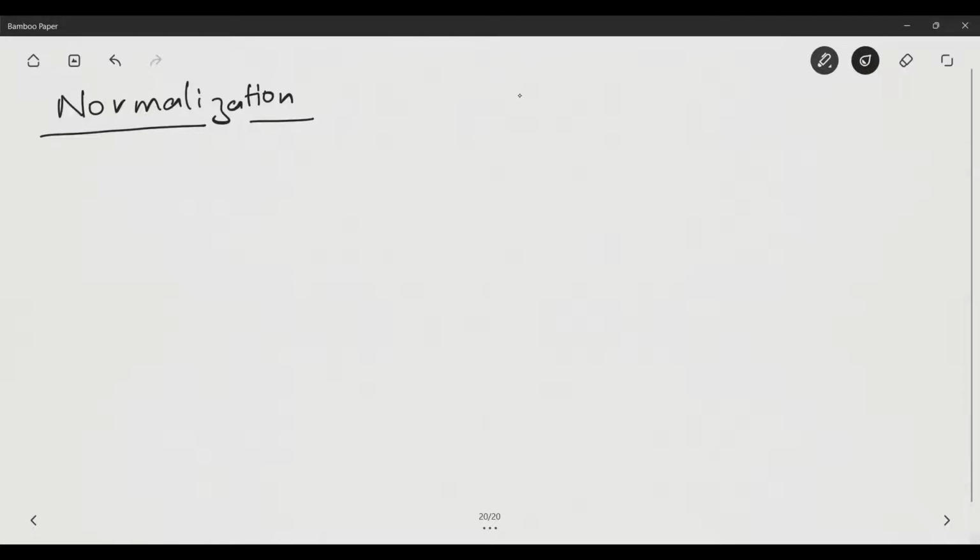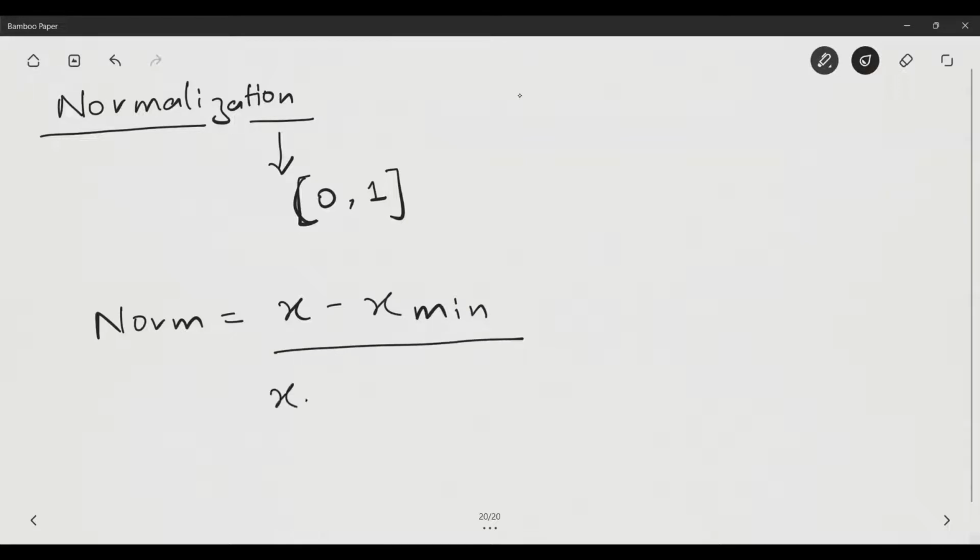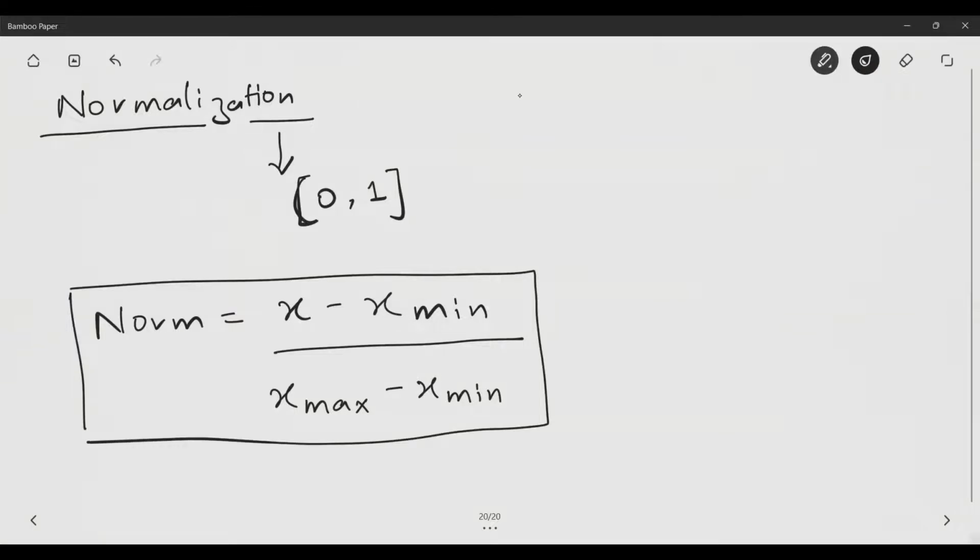Now, by using this technique, normalization, we are able to bring all of my data in between 0 to 1. Okay, and this is the formula for normalization. If we want to perform normalization, this is the formula: x minus x min, divided by x max minus x min. Okay, so this is the formula for normalization, guys.